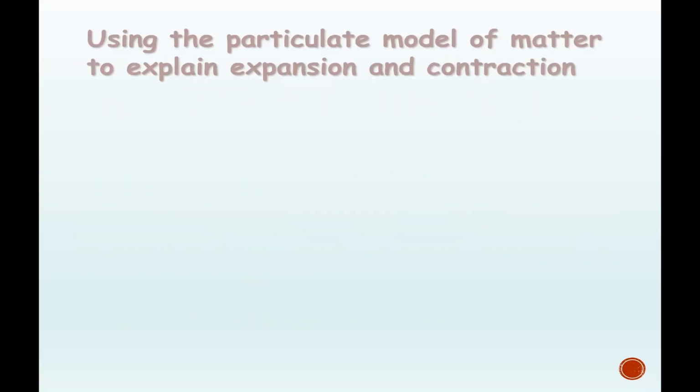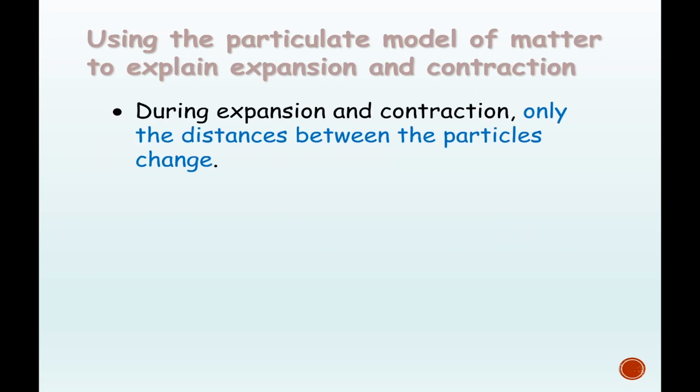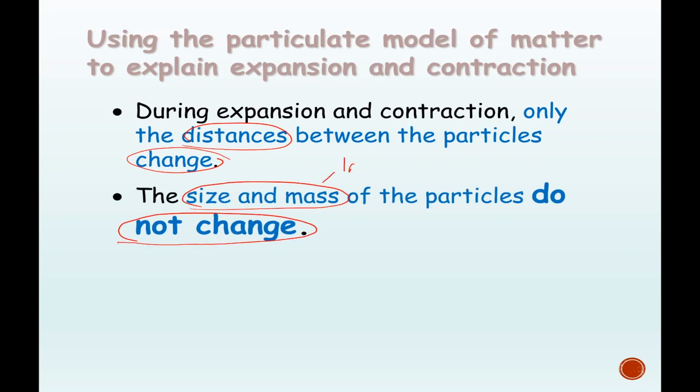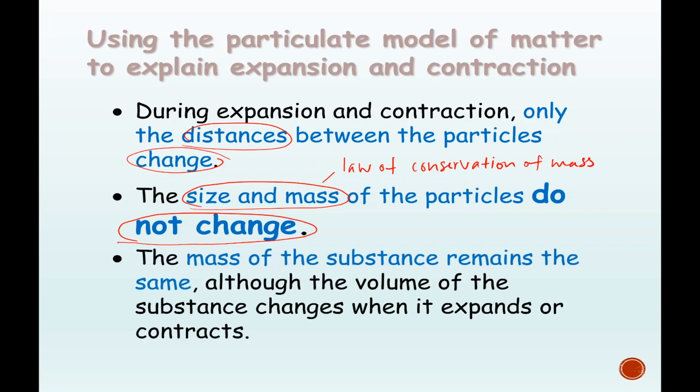Let's have a summary. During expansion and contraction, only the distances between particles change. So highlight these two keywords. The size and the mass does not change because of the law of conservation of mass. The mass of the substance remains the same, although the volume changes when it expands or contracts. Mass remains the same, volume changes.